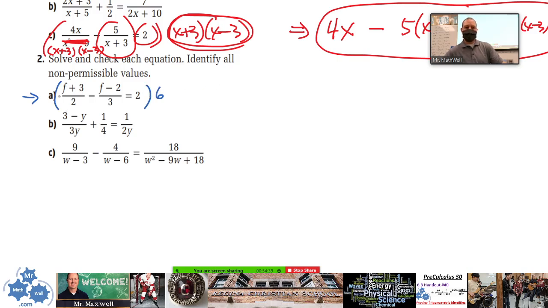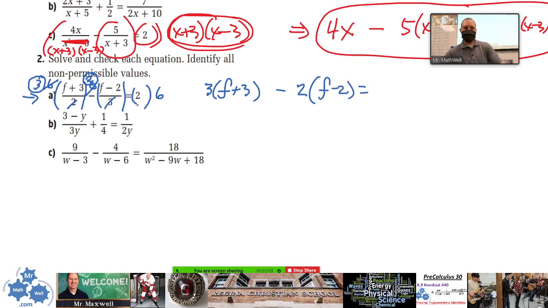So again, if you need to see this a little differently, I'll write this separately. How about that? So every single term gets multiplied by 6. Okay? Which means this, 6 over 2 is 3. So I'm left with 3 times f plus 3. Okay? Minus 6 over 3 is 2. So I'm left with 2 times f minus 2. And then finally over here on the other side of the equal sign, I've got 6 times 2 is just plain old 12.